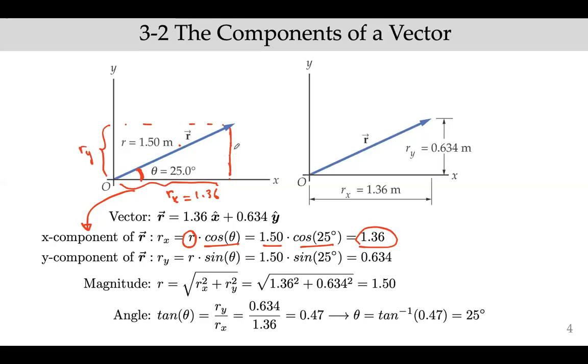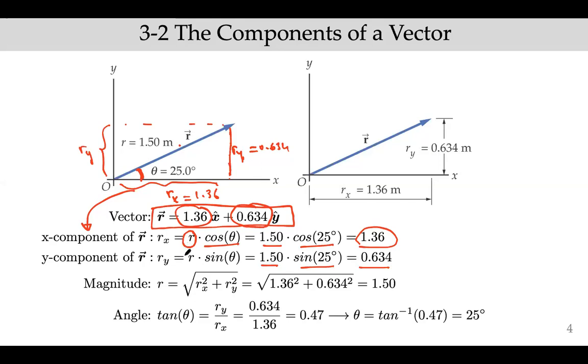So let's find this r y now. This is the angle again, 25, and this length is 1.5. So you basically do 1.5 times sine 25, and you get 0.634. So this part is 0.634. Now, because I found the x and y components, I can write it in this form. So this vector r is in the x direction for the magnitude of 1.36, and also in the y direction for the magnitude of 0.634.